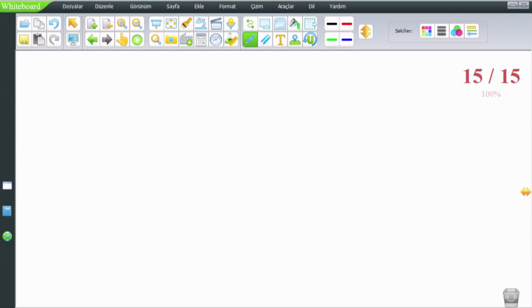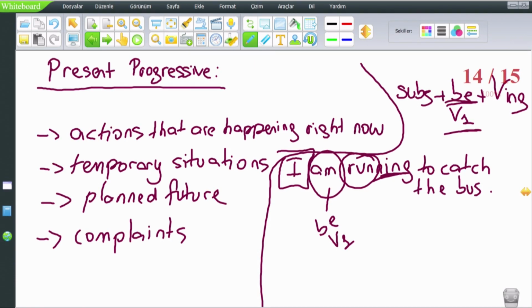Let's have a look at the time expressions that we use with present progressive. Here we have 4 categories, and 3 of them refer to different times actually. One of them refers to now, one of them is again now but in a more wide range, and the third one refers to the future. So we are going to use different time expressions for different purposes.